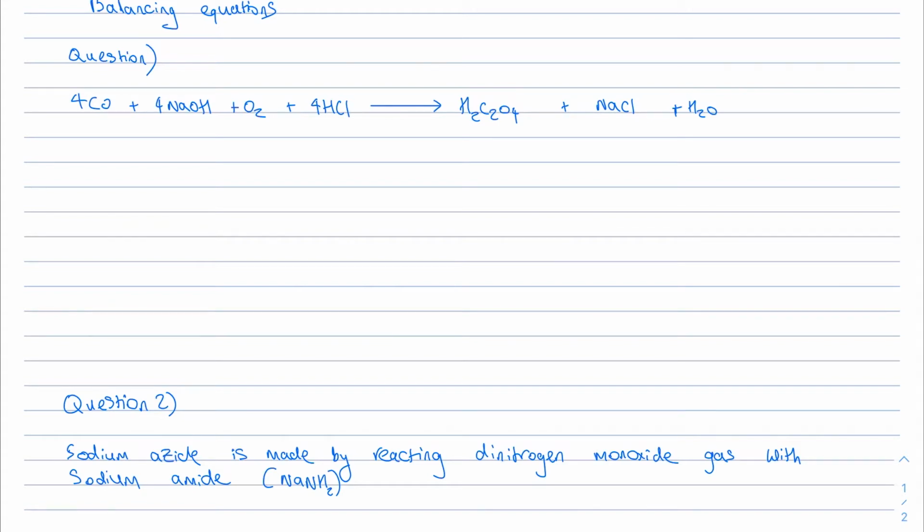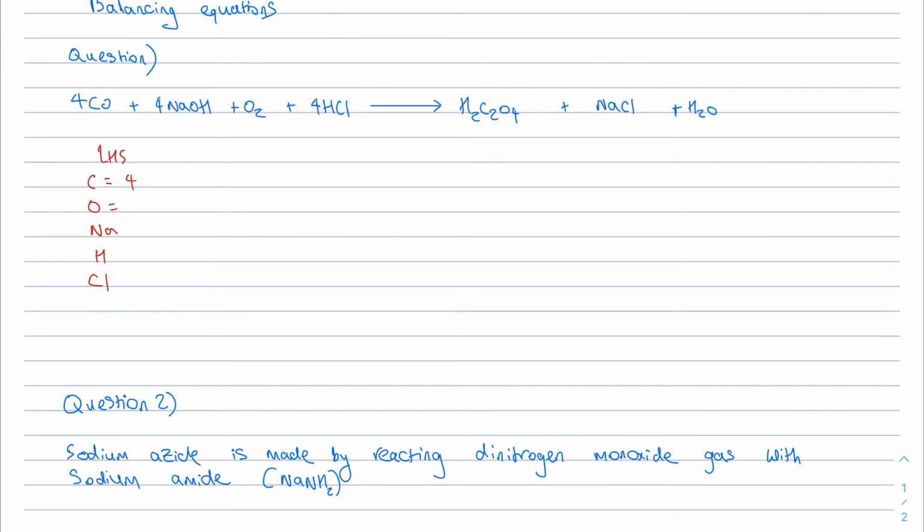So how I like to answer this question is I like to split it up between the left hand side and the right hand side. So I write down the elements on the left hand side and then I write down the elements we have on the right hand side and then I try to balance them. So the elements we have on the left hand side is carbon, oxygen, sodium, hydrogen and chlorine. So we have in total 4 carbons.